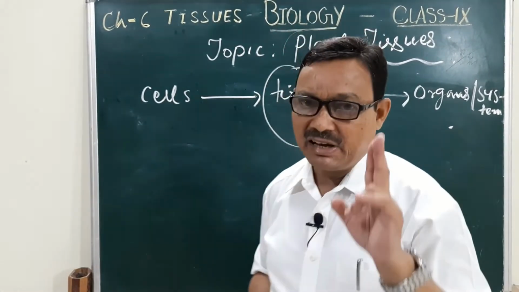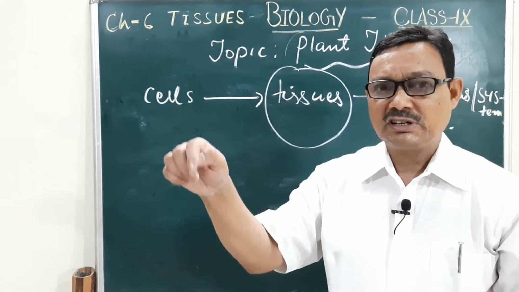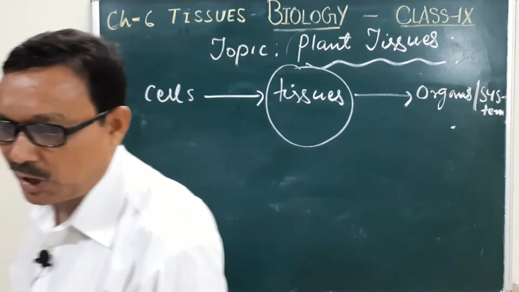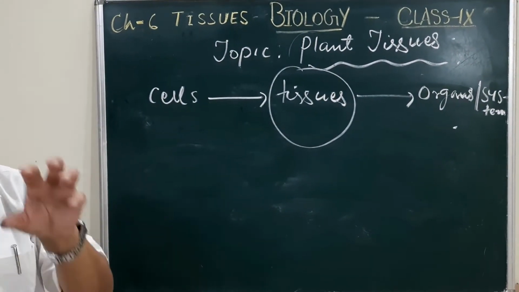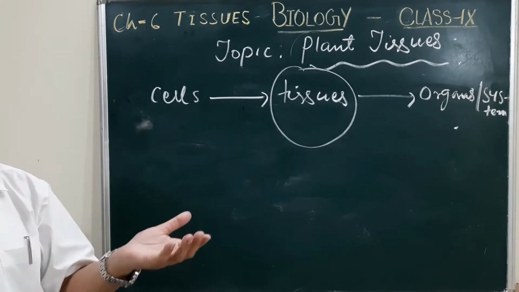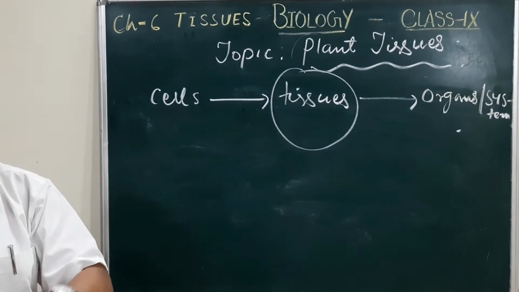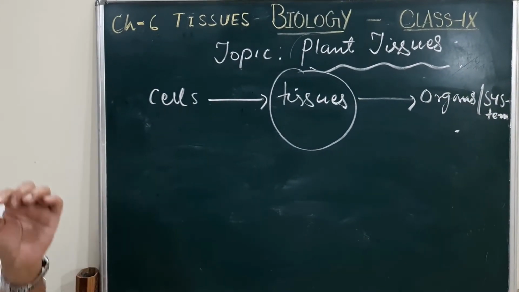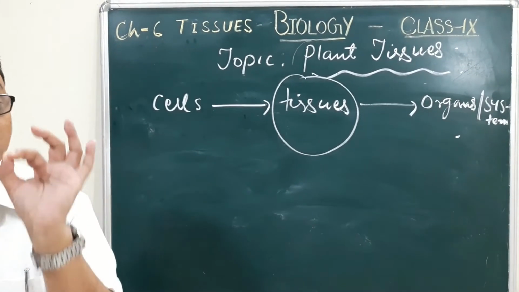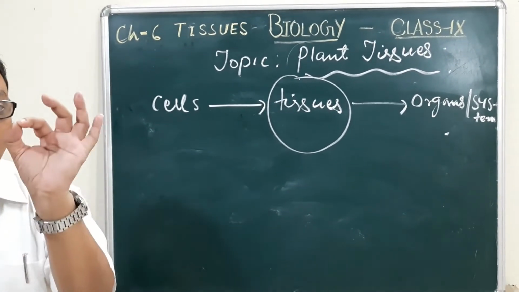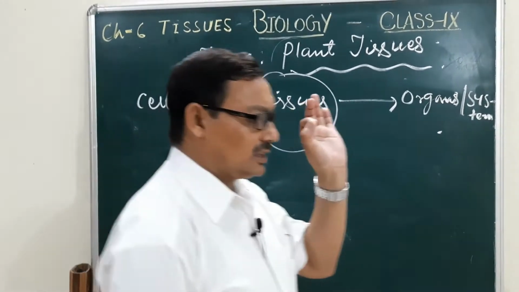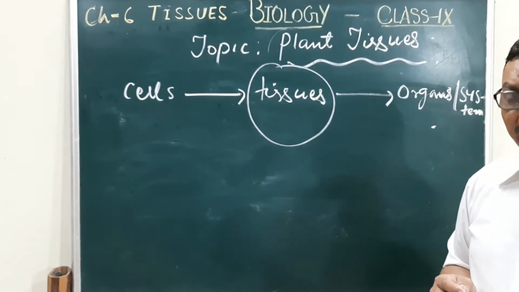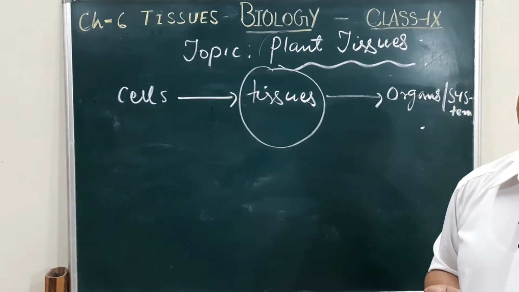Plant tissues are mainly classified into two categories. The first one is the meristematic tissue, the type of cell which divides, and the second one, permanent tissue, the type of cell which cannot divide. When the cells divide, those tissues are mainly present in that part of the plant where growing takes place.